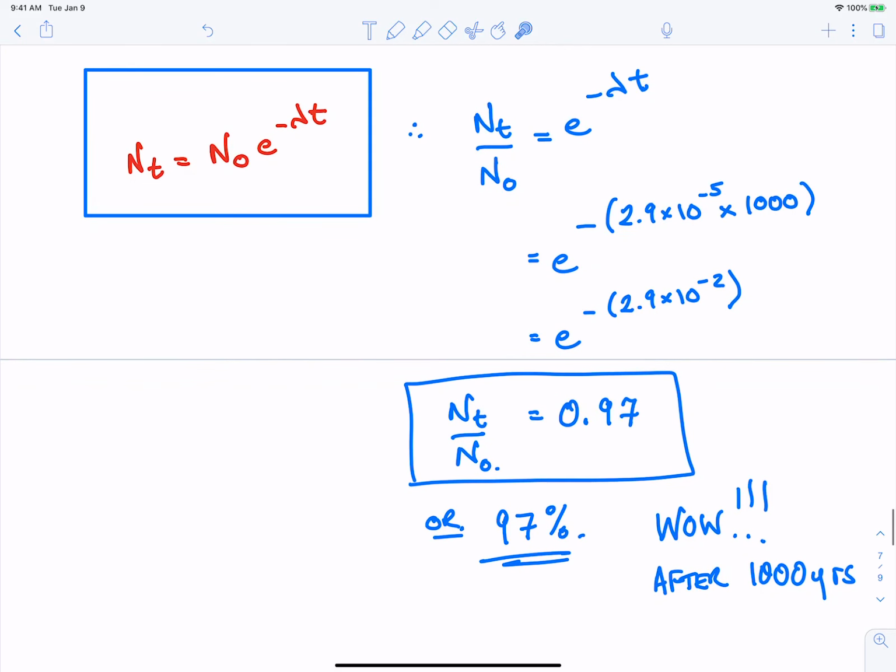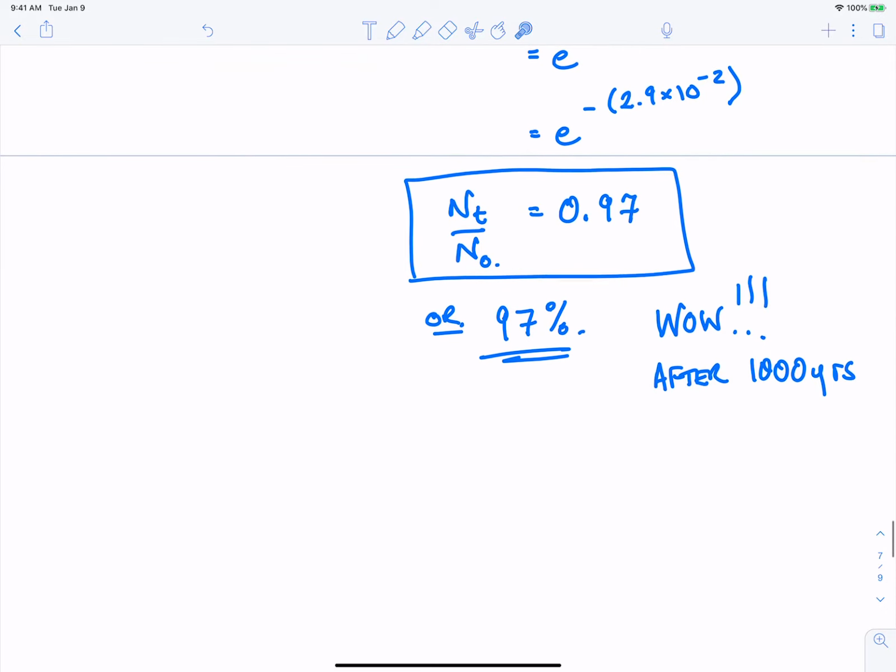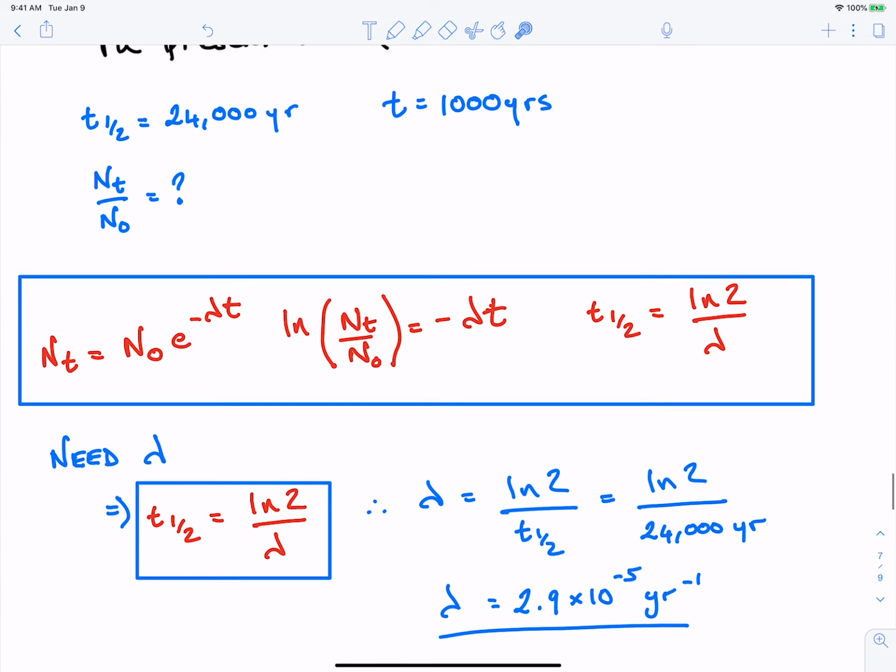I mean, that's pretty incredible, that after 1,000 years, 97% of this highly radioactive material is still going to be left. And so by using these three equations here, we can really answer any question that's related to radioactive decay.